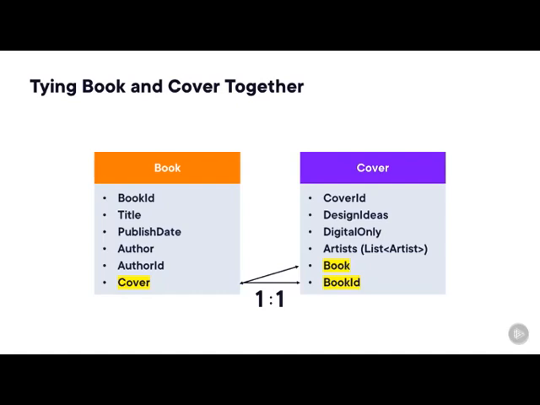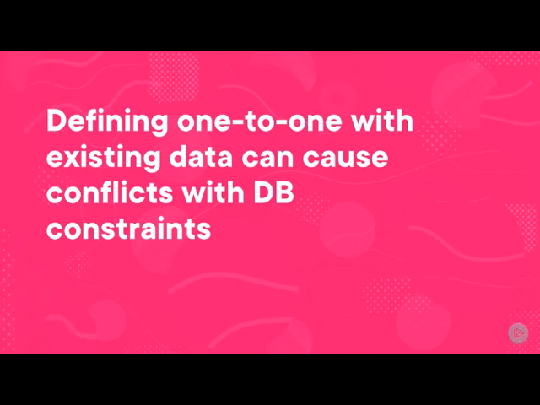In my model, that means adding a cover property to the book class, a book property to the cover class, and a book ID to the cover class as well. It's a lot easier to create a one-to-one relationship between objects before there's any data in the database. In my scenario, where there already is dependent data, I have rows in the covers table, I'm going to have to be thoughtful about how I go about this.